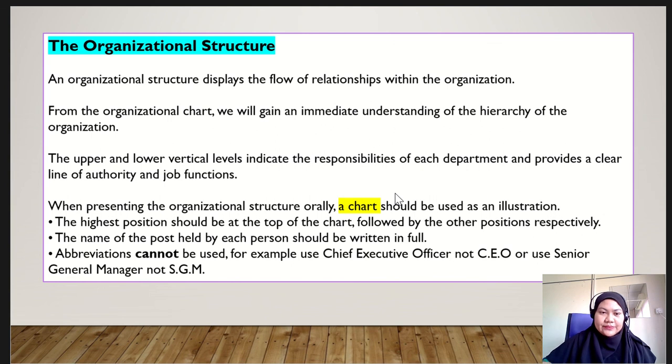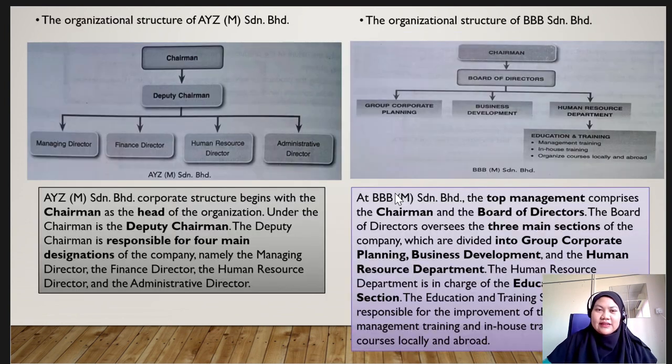Now when you are doing the presentation, please make sure you do not use any abbreviation, meaning that you do not use any acronym. For example, if the title is CEO, you say Chief Executive Officer. This should be applied if you are in charge of doing an organizational structure chart later on when you are working, or even now, for example for your club or society. This is an example.